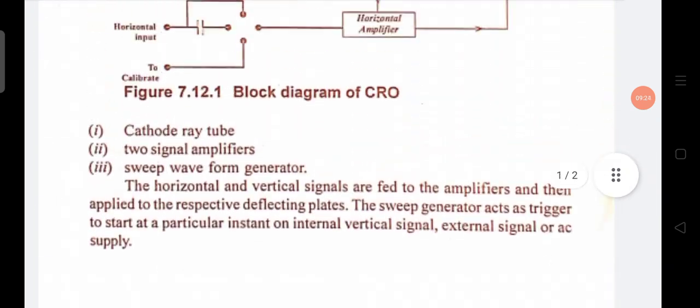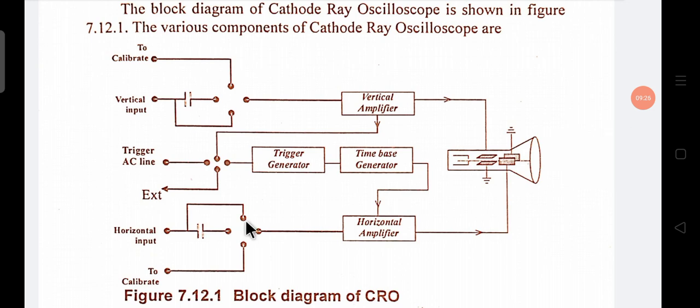So basically, what happened? You see in this diagram, the signal which we want to measure is applied to the vertical amplifier first of all. The vertical amplifier amplifies the weak signal and gives it to the vertical deflection plate. Then a little bit of the vertical amplifier signal goes to the triggering generator.